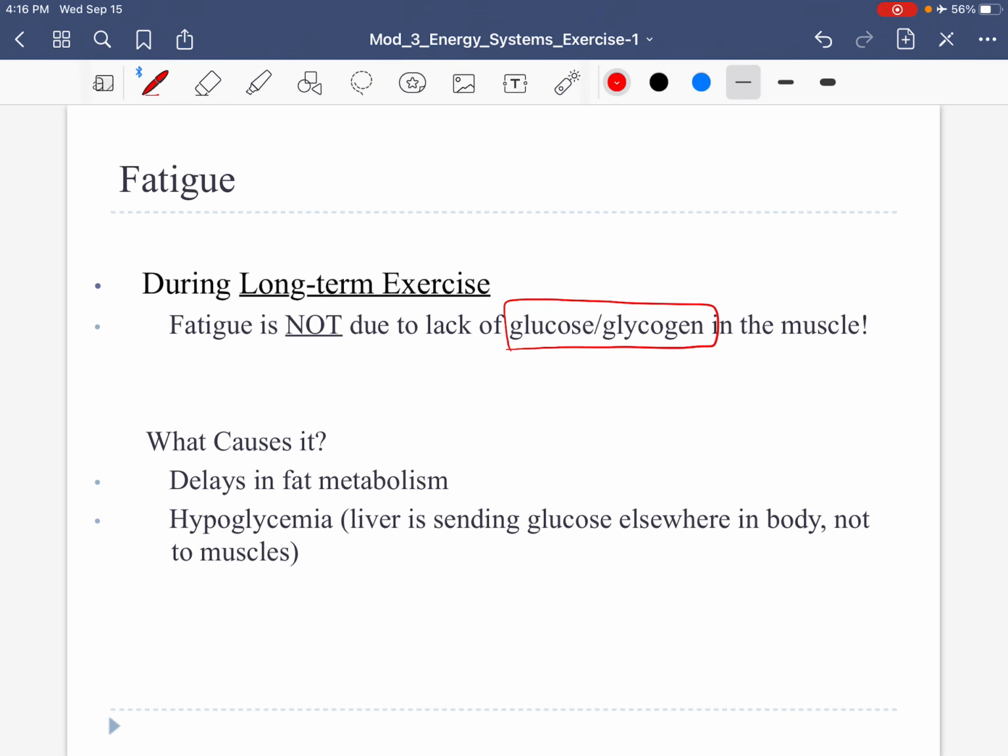These athletes have glycogen, but it could be a problem in getting that glycogen to the muscle and getting it converted into ATP. So maybe we have enough glycogen, but there's a problem with the chemical processes involved in breaking that glycogen down into glucose and then forming ATP. So it's not that we don't have enough glycogen. Sometimes we think so, so I'd like you to know that, okay?